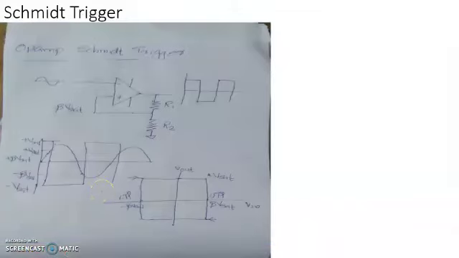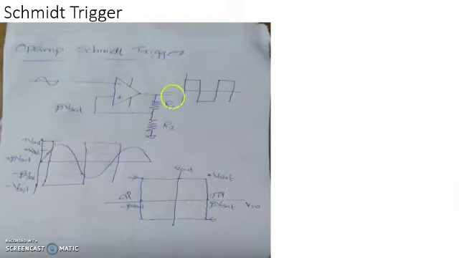Now let's consider an Op-amp Schmitt trigger, which is an Op-amp circuit employing positive feedback that often converts an irregularly shaped waveform into a square waveform. The circuit is rather simple. You have a positive feedback employed with the help of the feedback network R1 and R2.